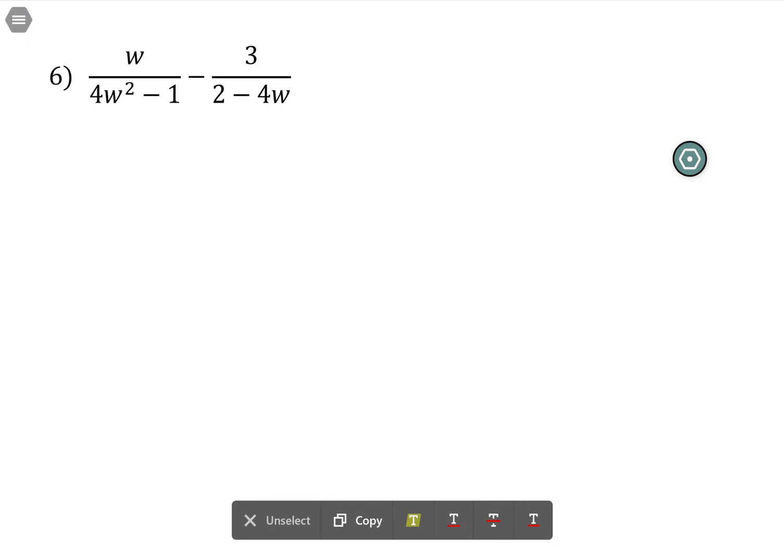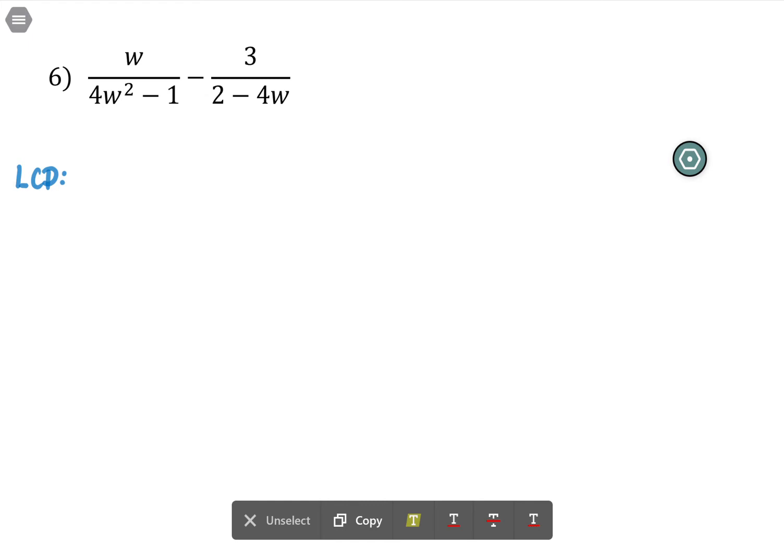So these are definitely not the same size. The denominators are different. If we want to make them the same, we have to find an LCD. And to do that, we have to get them factored. So you're going to get tons of factoring practice here.